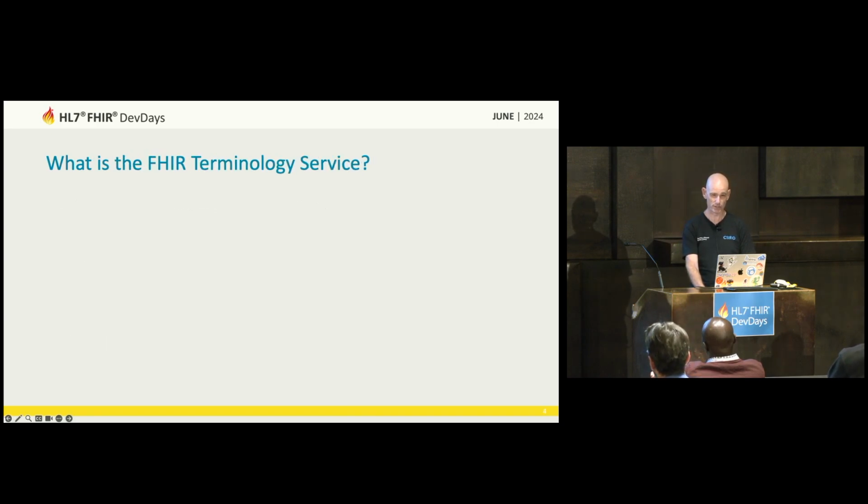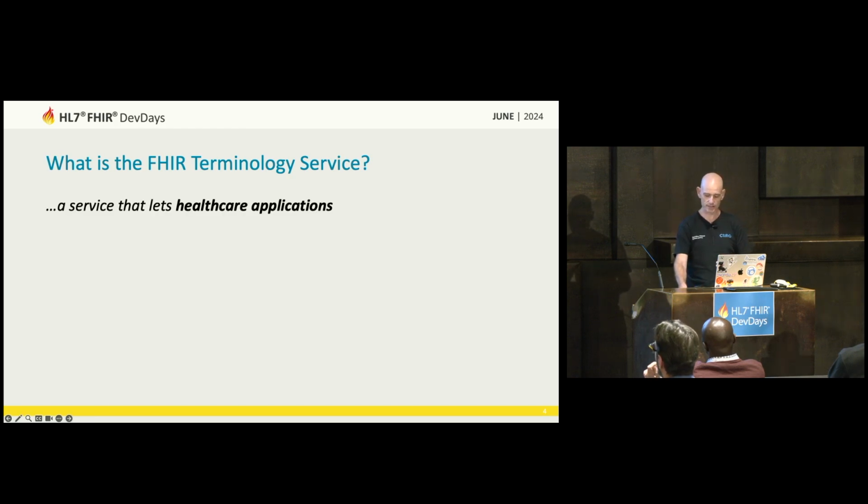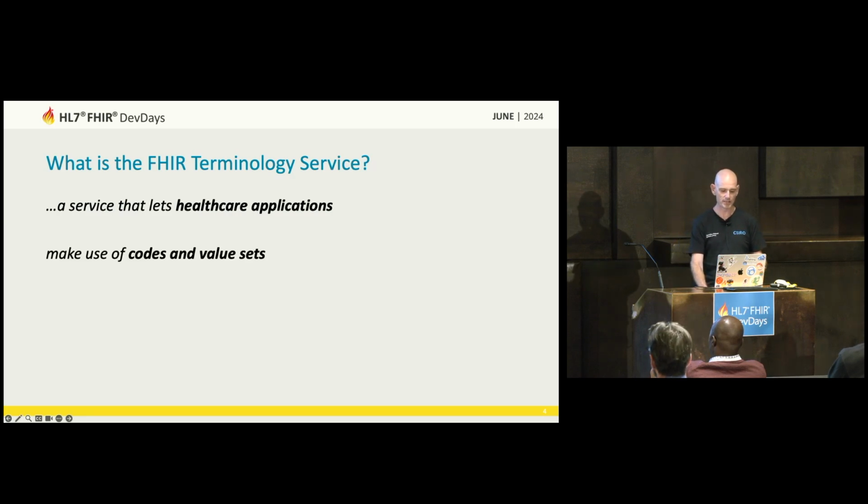So what is the FHIR Terminology Service? We'll talk through the definition that's actually in the spec. The FHIR Terminology Service is a service that lets healthcare applications, and that's a pretty broad church, so that includes clinical information systems that are facing clinicians through to analytics platforms and everything in between, make use of codes and value sets. It's probably implicitly talking about ConceptMaps and things in there as well.